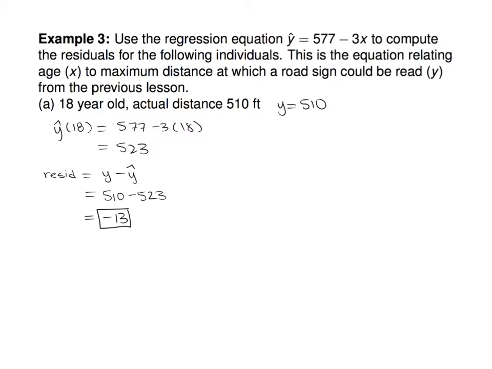So tell me, is this person below or above the average based on this residual? You can also get that from the numbers themselves. So he can see a sign at 510 feet. And average people this person's age can see signs at 523. He is below average. So he, or she, I guess, is 13 feet below.